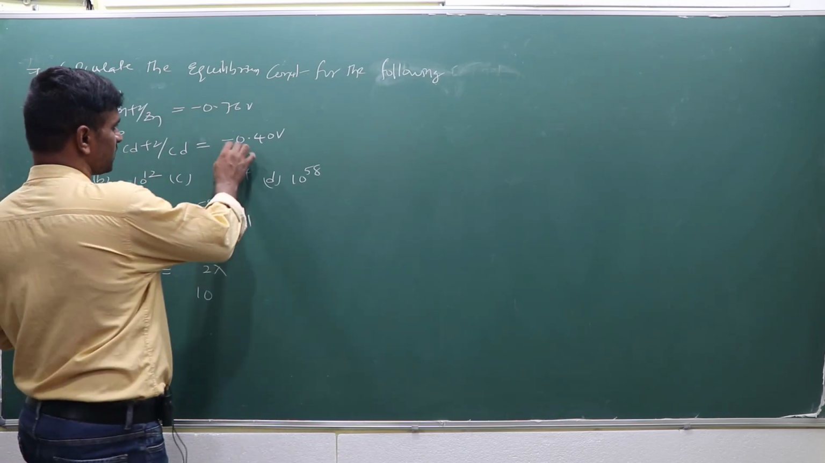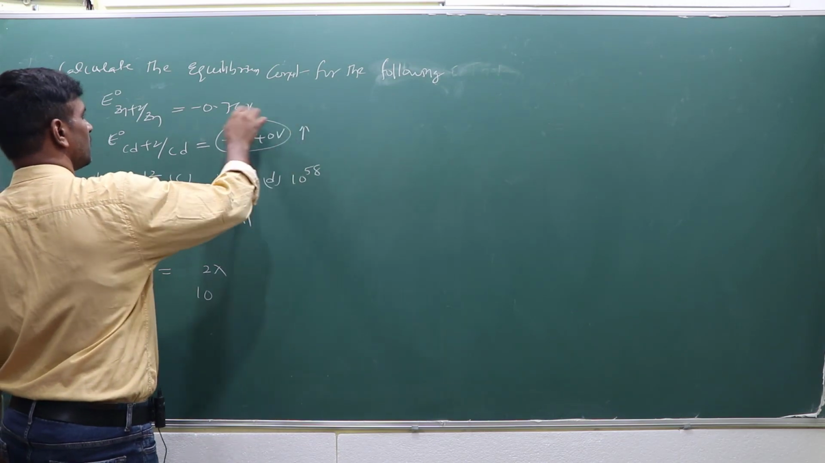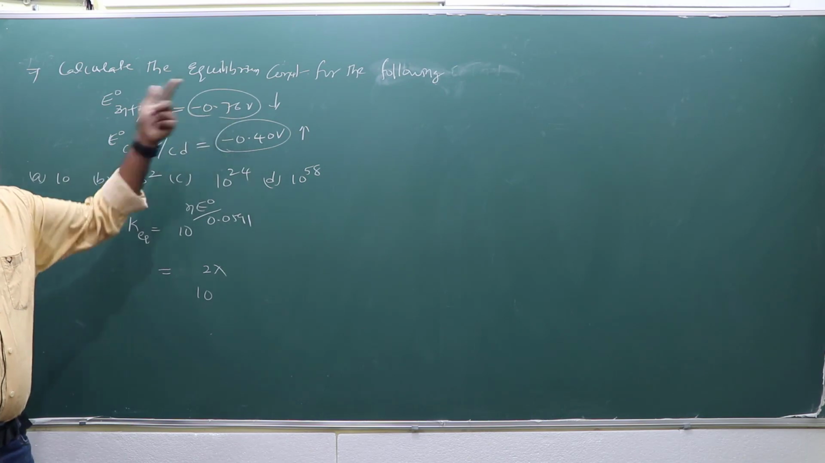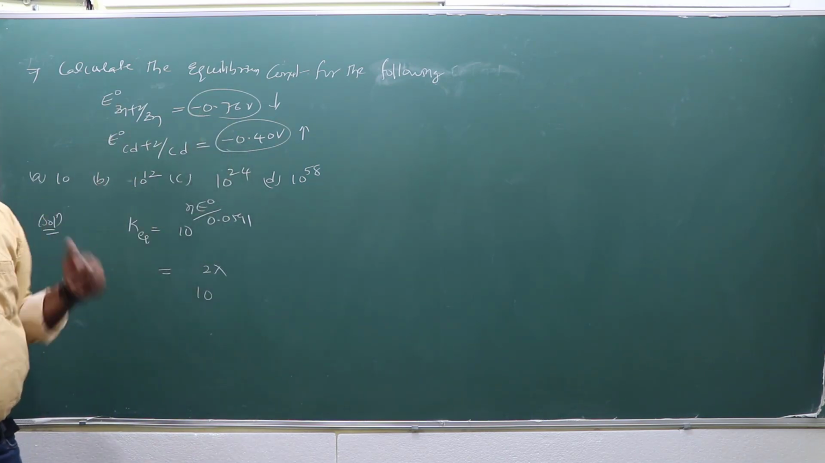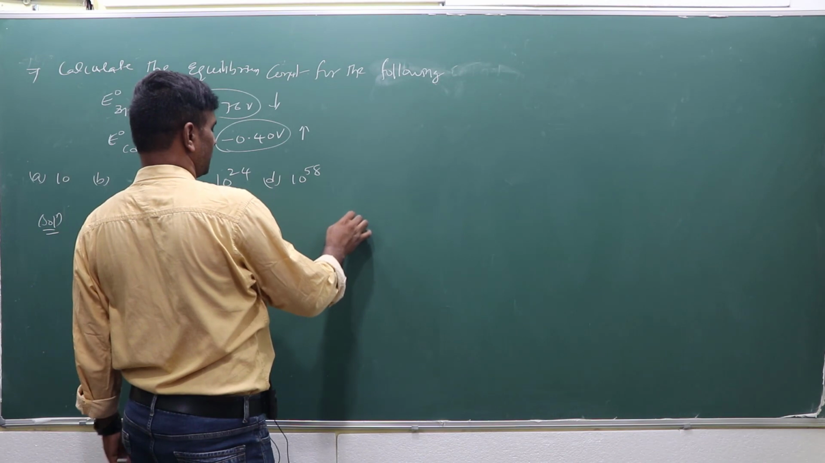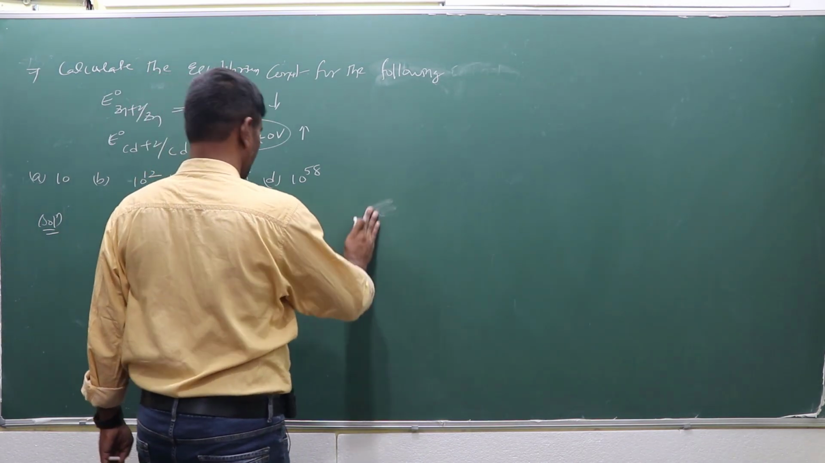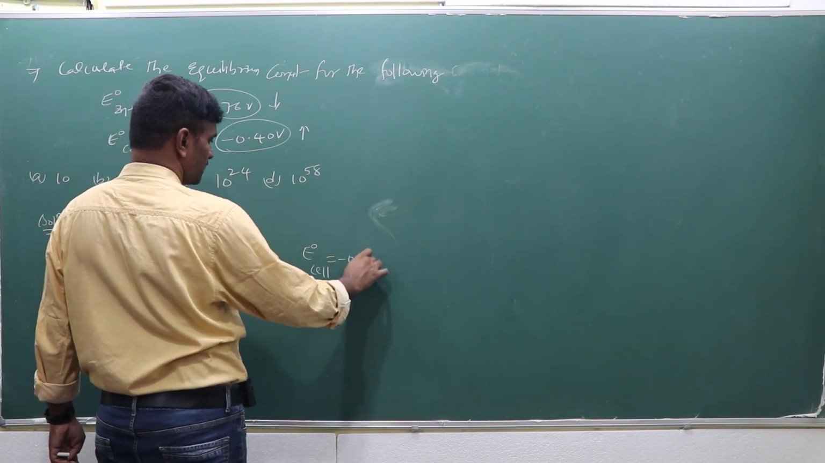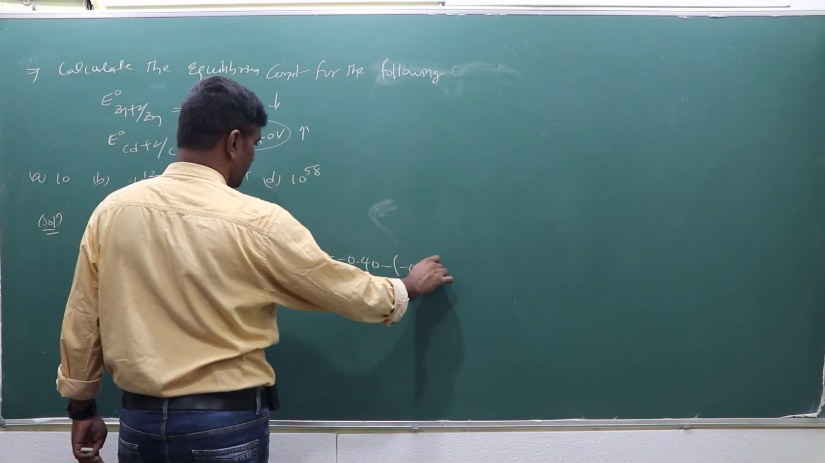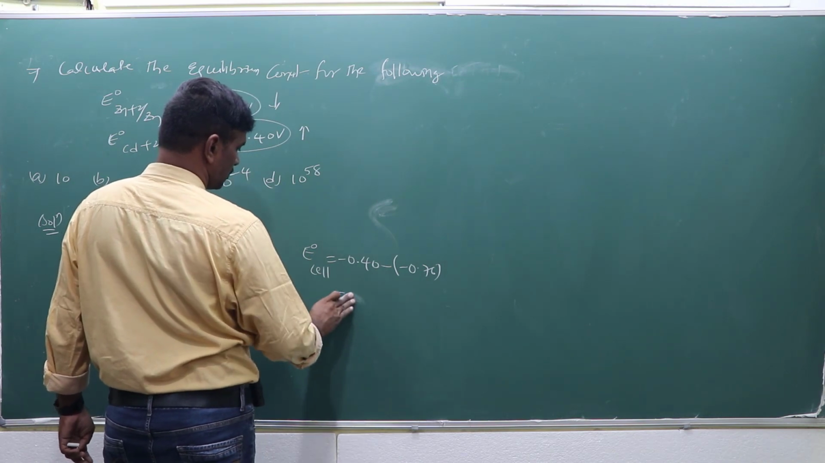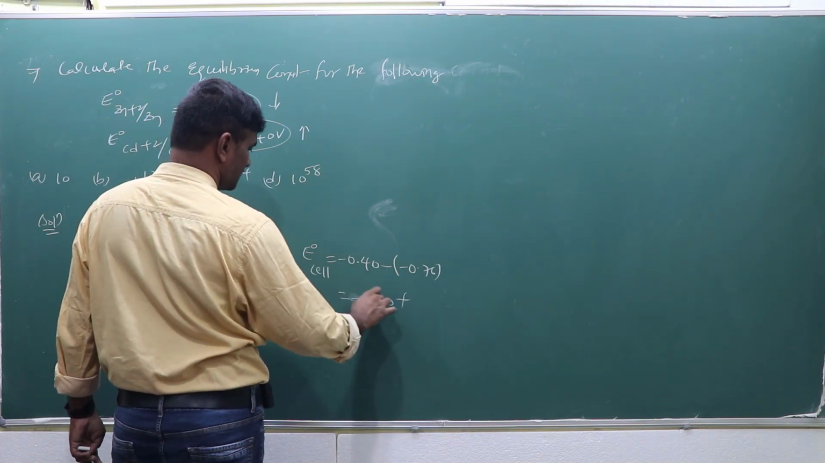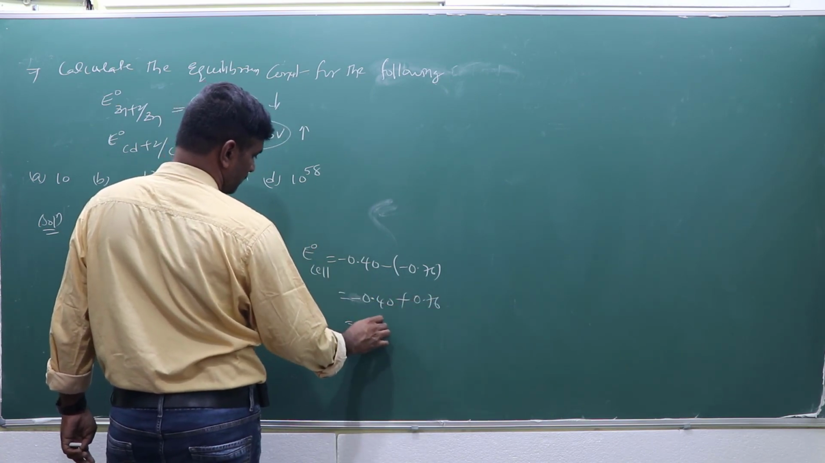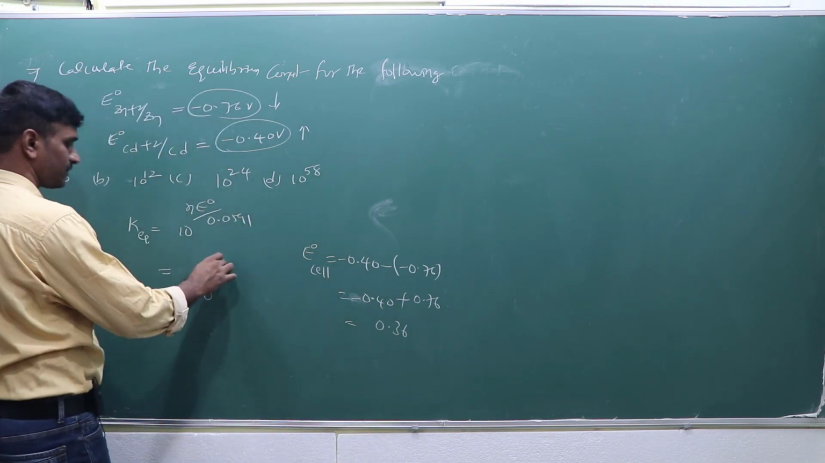Which one is the highest reduction potential? This one. His value is more and this one value is less. Minus 0.40 is more than the minus 0.76, which is close to 0. So now E0 cell is equal to how much? Minus 0.40 and minus of minus 0.76. So how much it is? Minus 0.40 plus 0.76. How much? 0.36.